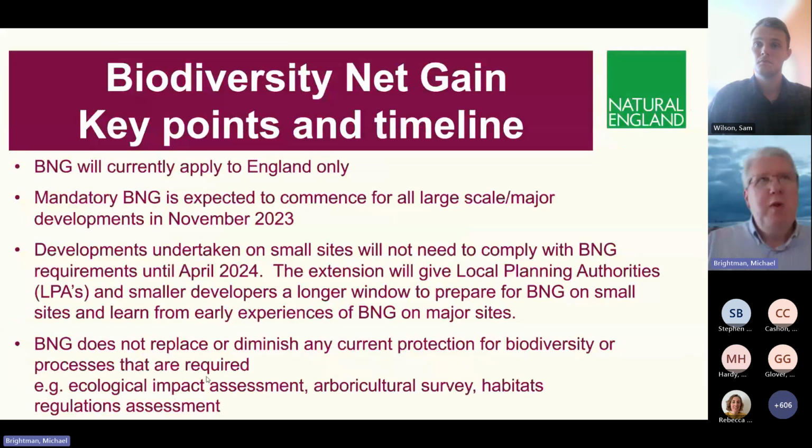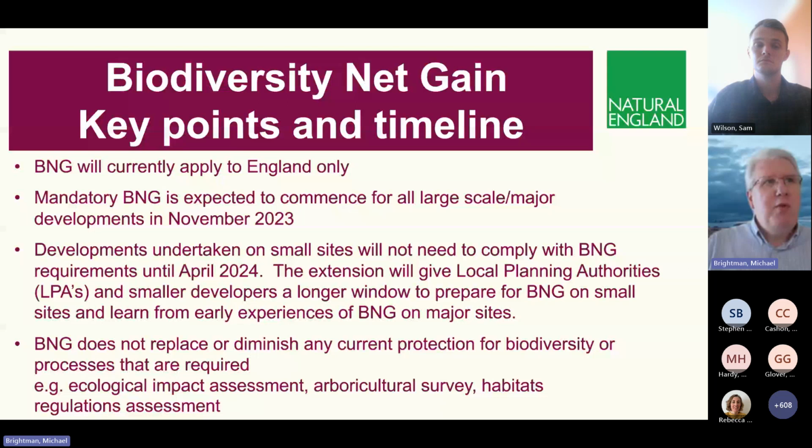In terms of the key points and timeline, first of all, it's important to acknowledge that biodiversity net gain will currently apply to England only. Mandatory biodiversity net gain is expected to commence for all large-scale and major developments in November 2023. Developments undertaken on small sites will not need to comply with BNG requirements until April 2024. This extension will give both LPAs and smaller developers a longer window to prepare for biodiversity net gain on small sites, having learned from early experiences of BNG on major sites.